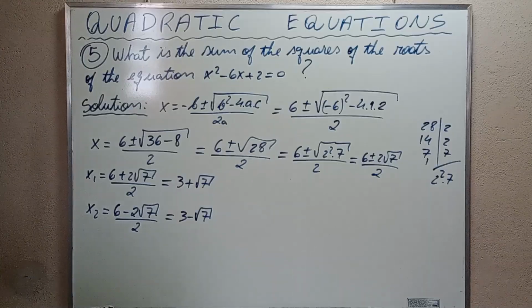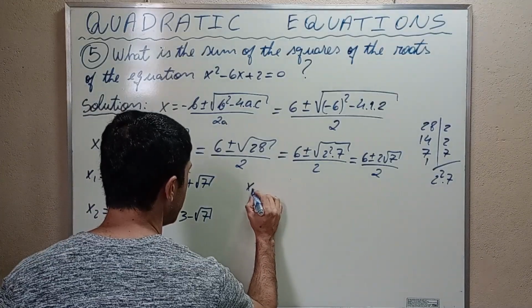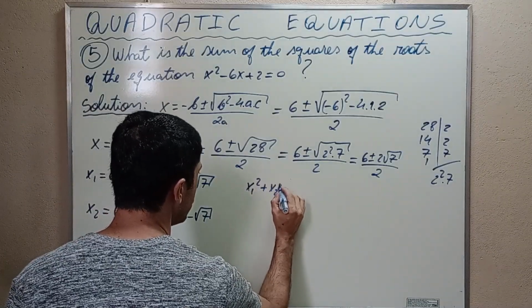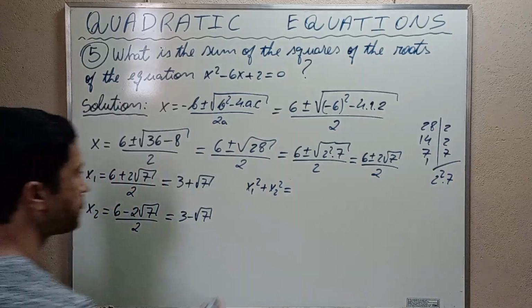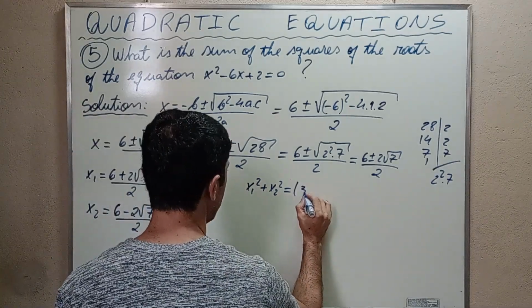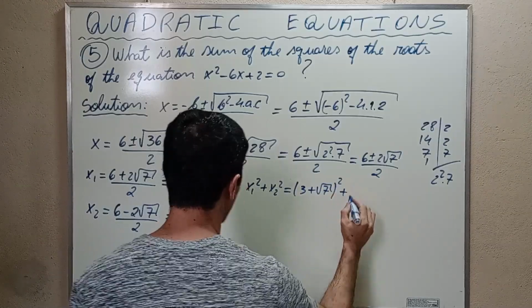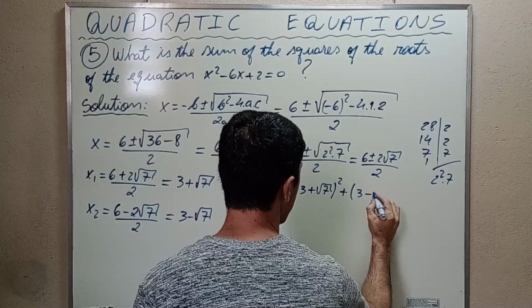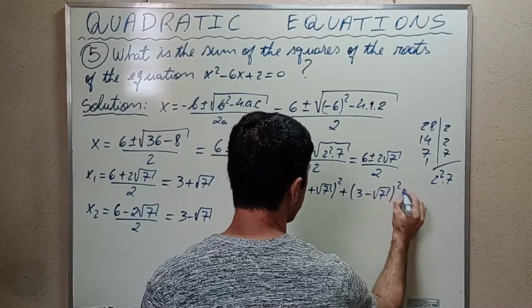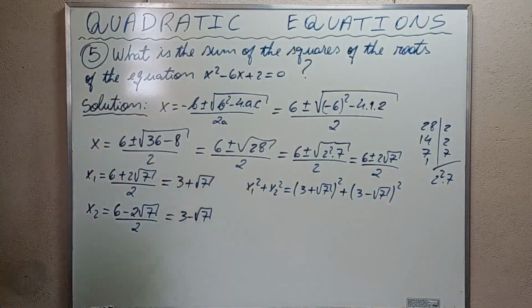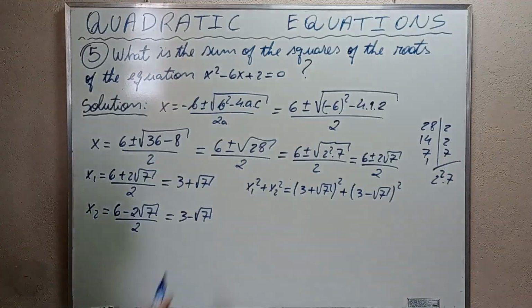Now that we know the roots, we simply square them and sum the squares as the exercise requested. x1 squared plus x2 squared is equal to 3 plus the square root of 7 squared plus 3 minus the square root of 7 squared. Okay?